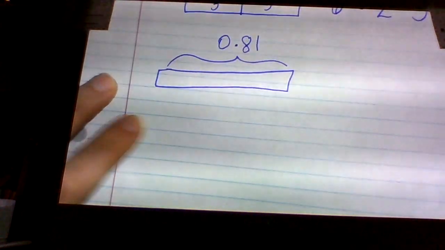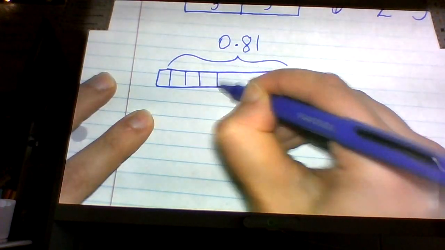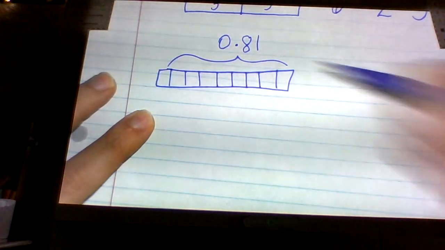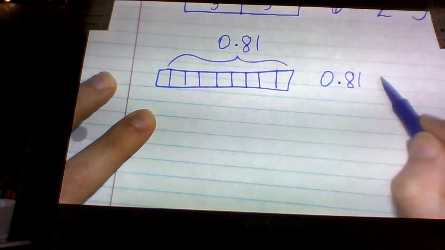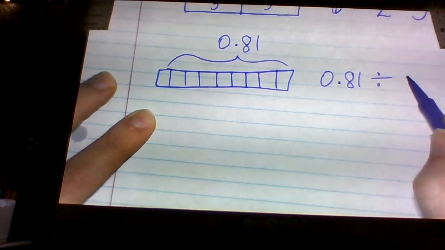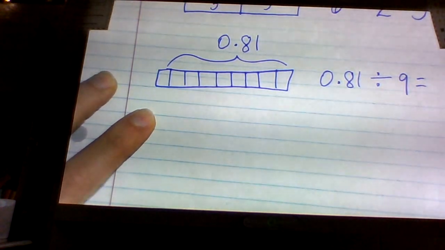Let's say, for example, I have the problem of I have 81 cents and I want to divide 81 cents between 9 people. 1, 2, 3, 4, 5, 6, 7, 8, 9. Well, this here is the same idea. I'm dividing my dividend, 81 hundredths of a dollar, into 9 equal groups, okay?